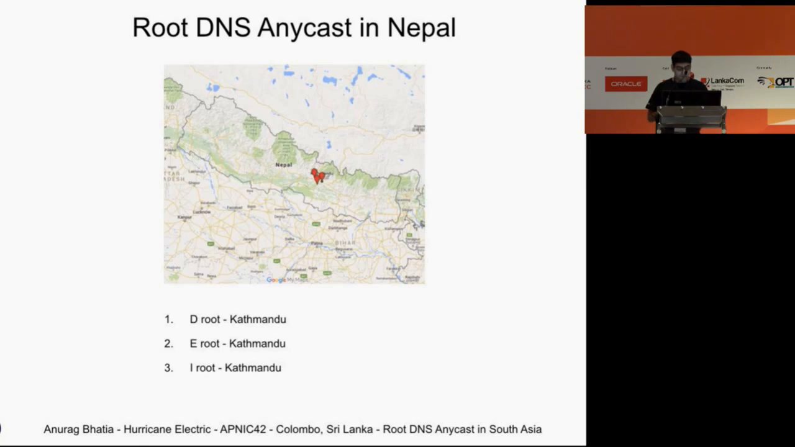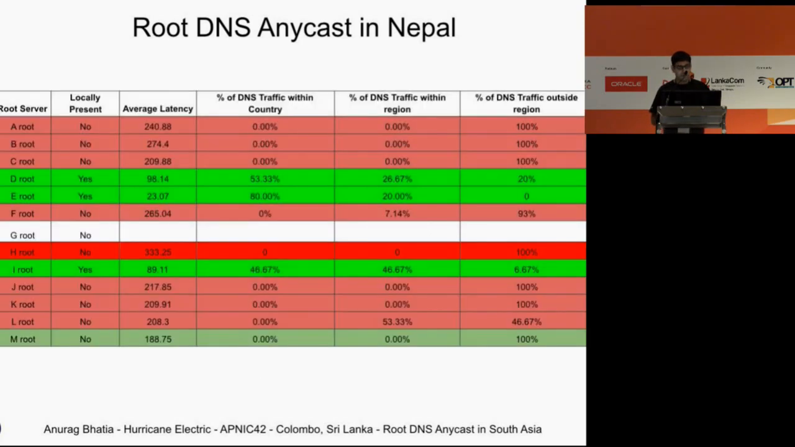Coming to Nepal, there are 3 root servers, D, E, and I root server in Kathmandu. I believe they are hosted at NPIX, if I'm not wrong. And all of them show pretty good latency. You can see average latency of less than 100 milliseconds in all the cases, and even for E root, it's just 23 milliseconds. And the source points are the same over here. So it's the same probes which are querying for D root, and it's the same probes which are querying for E root. But it shows something is good, specifically in the case of E root, which is giving much better latency as compared to D and I root.